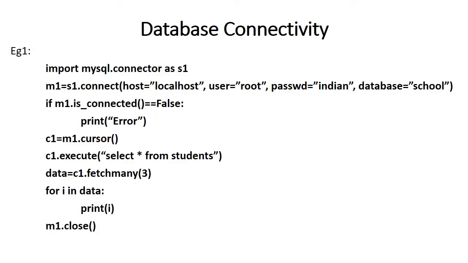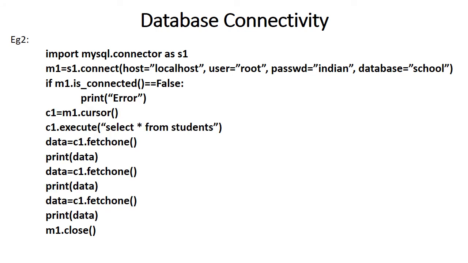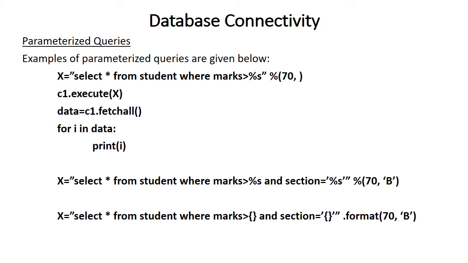Example 4, fetchmany function. Example 4, fetchone function. It fetches the record one by one. Parameterized queries. Examples of parameterized queries are given below. And one example of fetchall function.